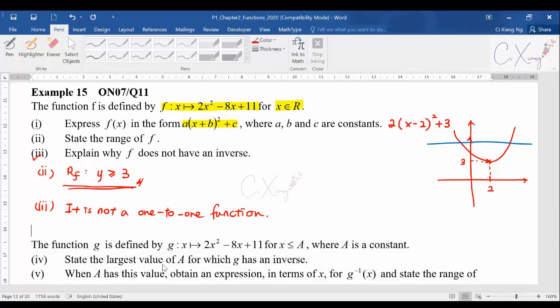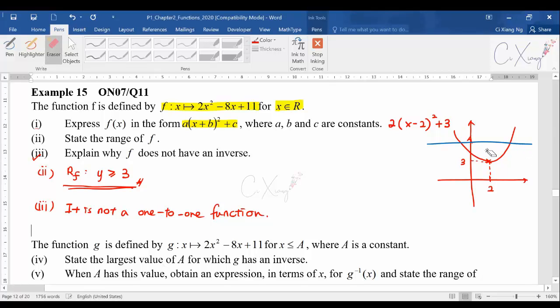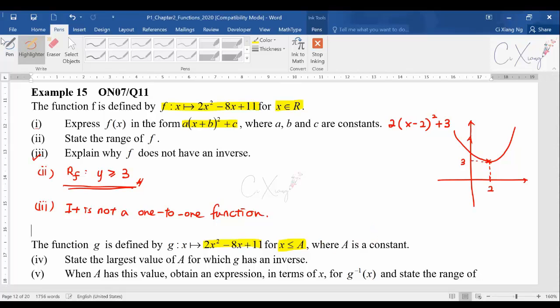Okay, so far okay? All right, then now, f(x) doesn't have any inverse function. So this is a graph of f(x). It is not one-to-one. Then now, the function g is defined as this one also. So if you compare function f and g, the expression is the same. But what is the difference now? The difference is about the domain. So for function f(x), the domain is any real number. For function g, the domain is x smaller than or equal to a, where a is a constant.